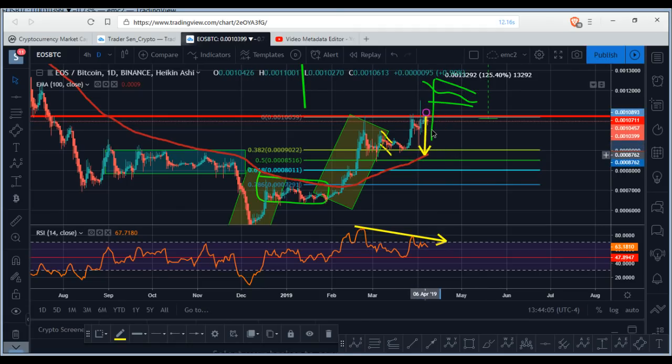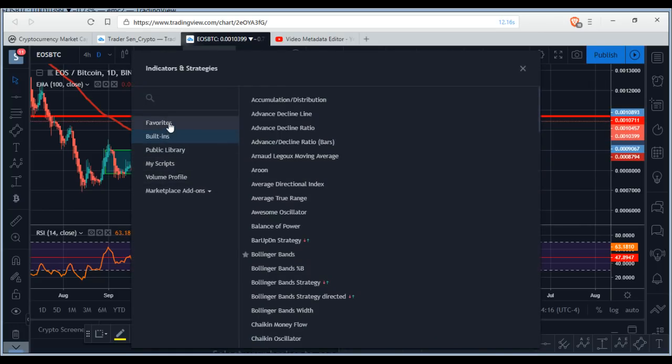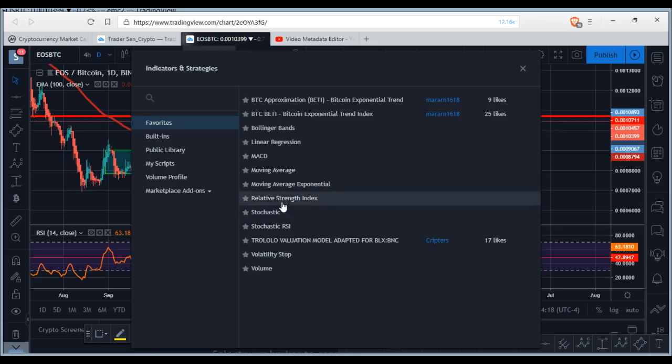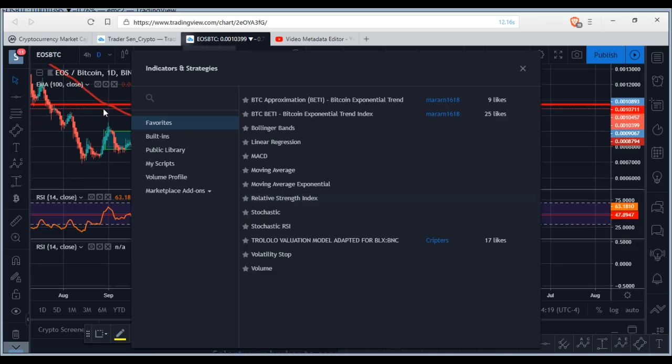So if not, we got this area of 100 EMA, and also we already got a crossover, right? Let me add the 50 EMA. We already got a crossover between 50 and 100, right? We got a nice crossover.